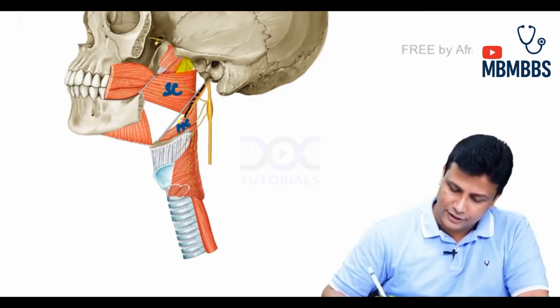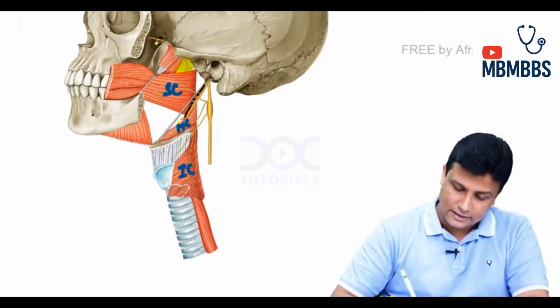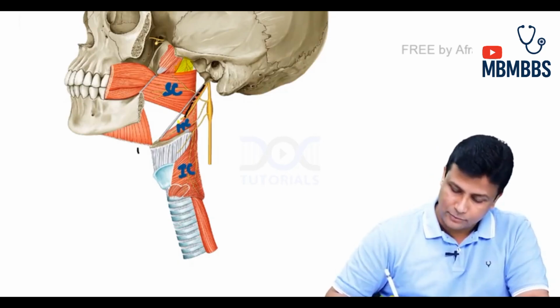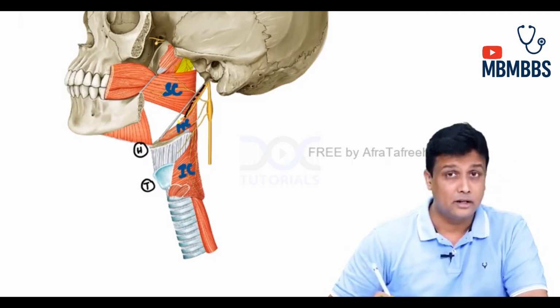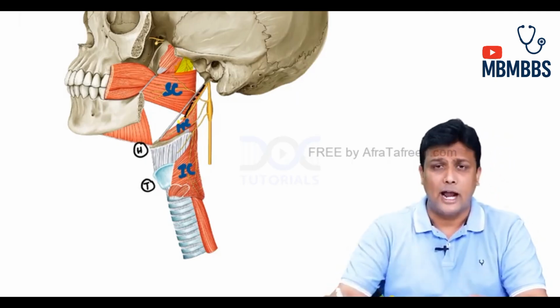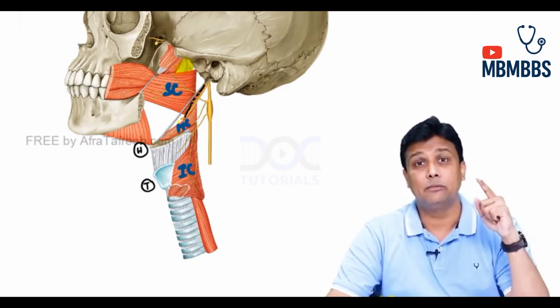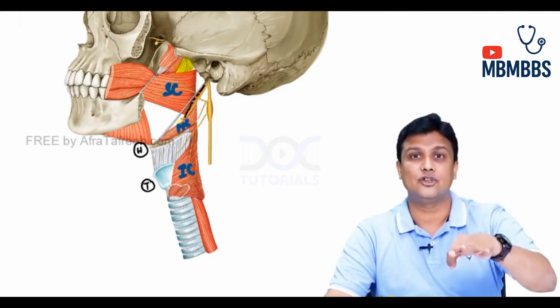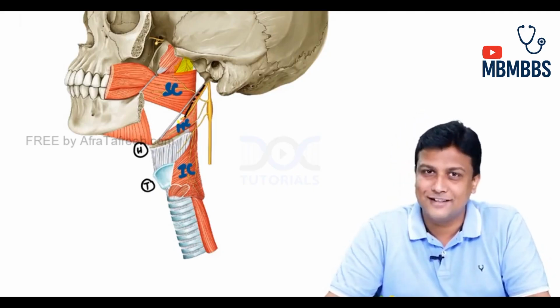And now, if this is your inferior constrictor muscle over here, observe there, this is your hyoid bone, and below here, this is the thyroid cartilage, and between them there is a membrane, the thyrohyoid membrane. Already in the vagus nerve topic, we have discussed that the thyrohyoid membrane will be pierced by the internal laryngeal nerve, the nerve which is going inside.